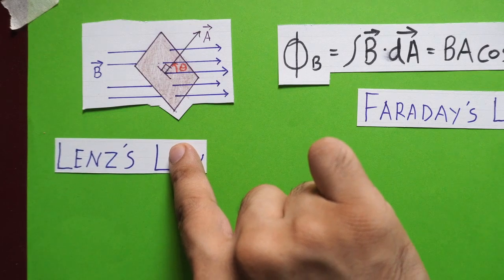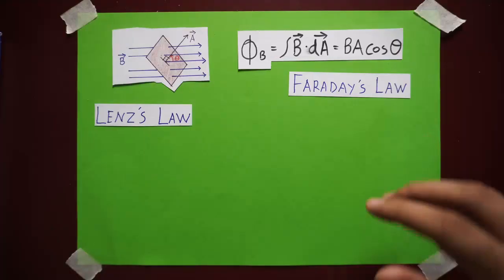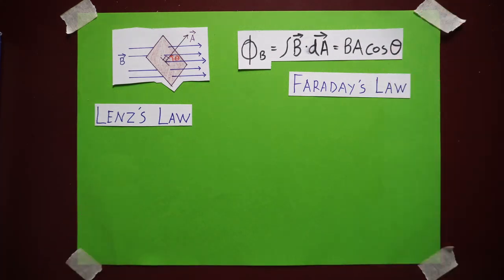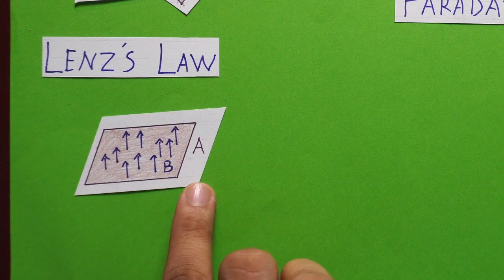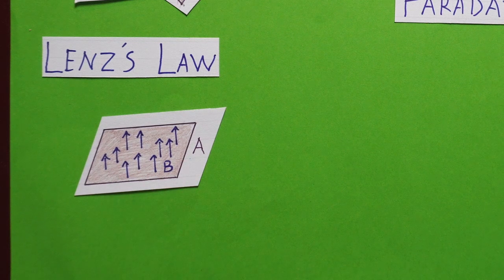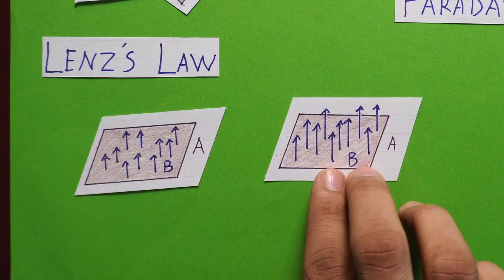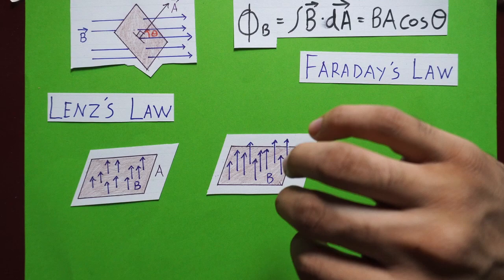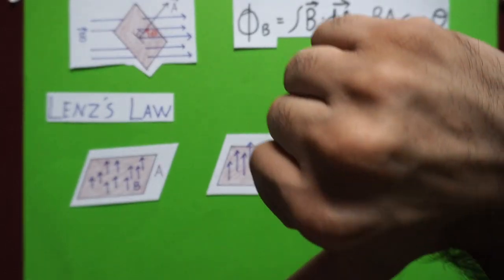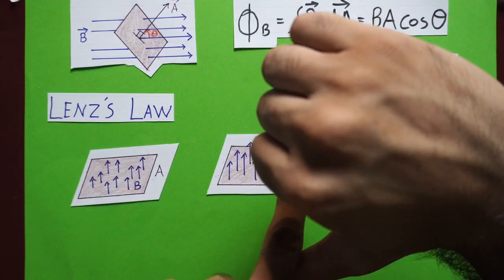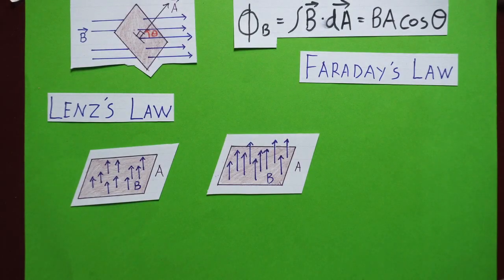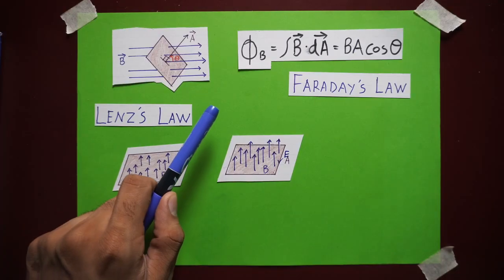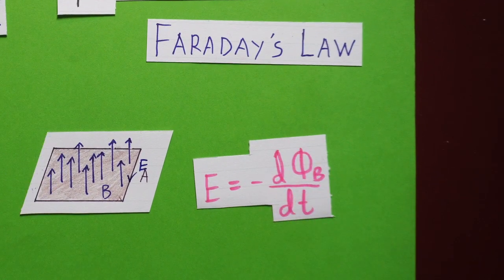Lenz's law is derived from Faraday's law, which states the direction of magnetic induction is opposite to the cause of the effect. To explain this, let's say we have an area with magnetic field lines passing through it. After some time, the magnetic field lines keep increasing. To determine the direction of EMF, we curl our fingers opposite the direction of the increasing magnetic field, and the thumb points towards the direction of the EMF, which is like this. The equation of the EMF is given by this equation.